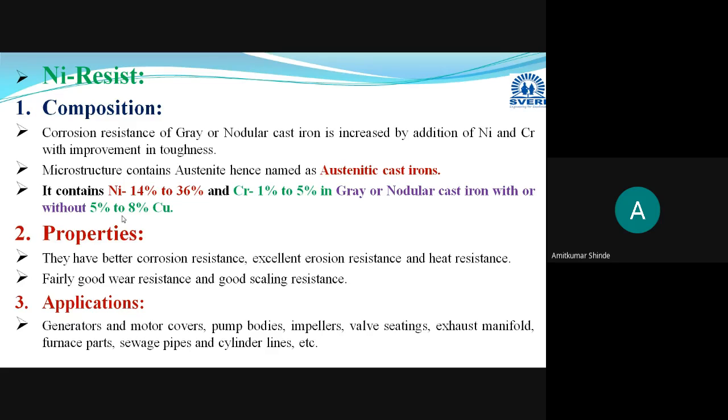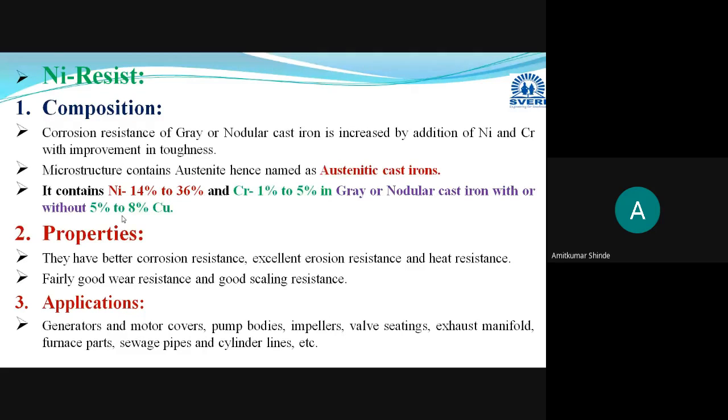Then what about the properties? I have already explained that in the first point itself: they will provide better corrosion resistance, and also higher heat resistance. This means you can use this type of cast iron at higher temperature ranges too. Its wear resistance will be fairly good, not as good as the previous nickel hard cast irons, but it will provide fairly good values for wear resistance and scaling resistance.